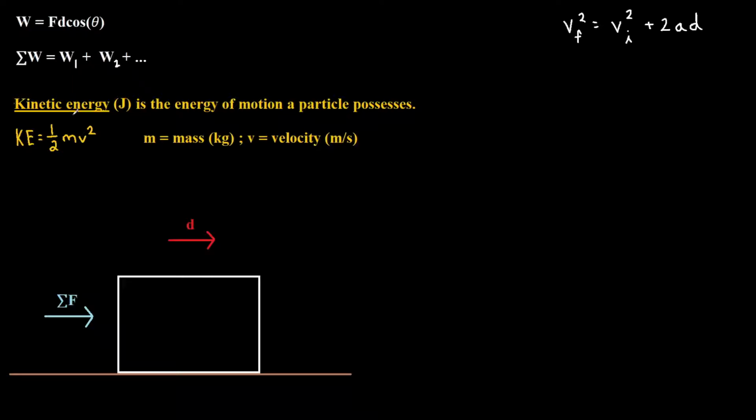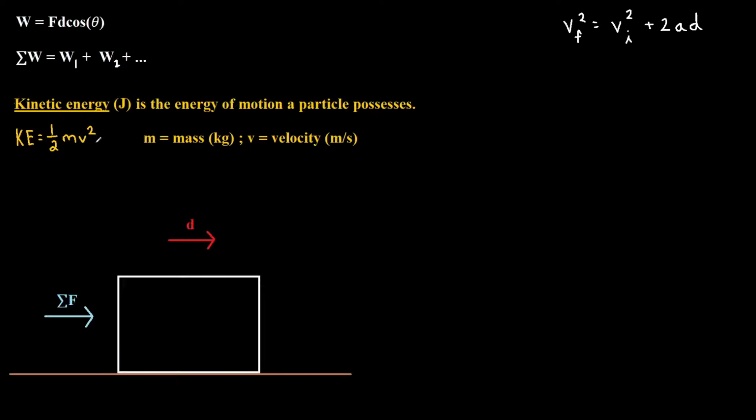Kinetic energy is the energy of motion a particle possesses. Just like work, we measure kinetic energy with joules. Kinetic energy is a scalar quantity. If you recall, it means it does not depend on the direction, and this value can never be negative. Kinetic energy is expressed as 1/2 times the mass times the velocity squared.